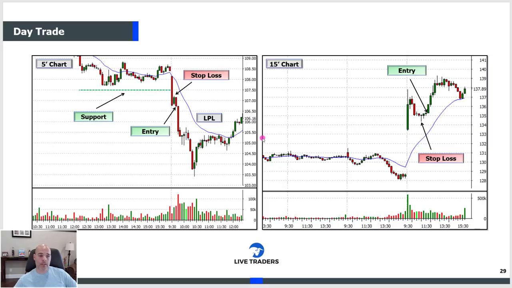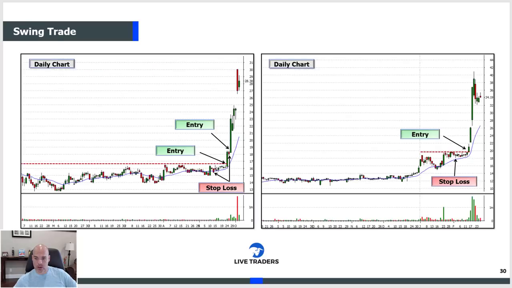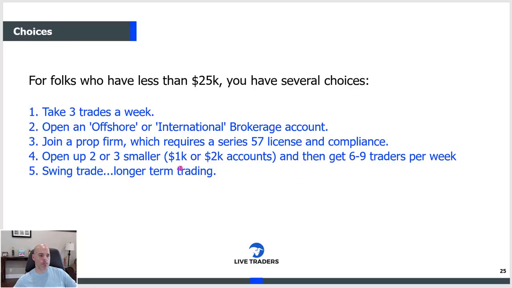Okay, so if you don't have $25,000, that's okay. You can take 3 trades a week on a rolling basis like this, open multiple accounts. You could swing trade like we just talked about right here, okay? Here's the good news. You're taking the same trades. They're just on higher time frames. There's no difference, guys, between a 5-minute three-bar play and a daily three-bar play. They're the same trade. One just happens to be on a higher time frame with a wider stop loss. It's the same concept. So those are your main choices, guys, if you don't have 25,000.